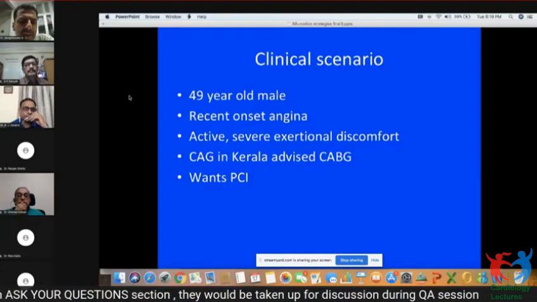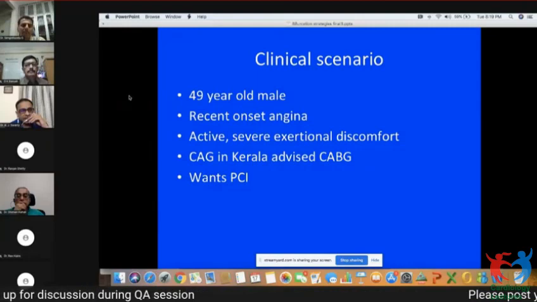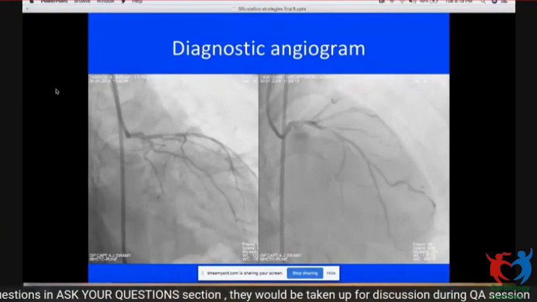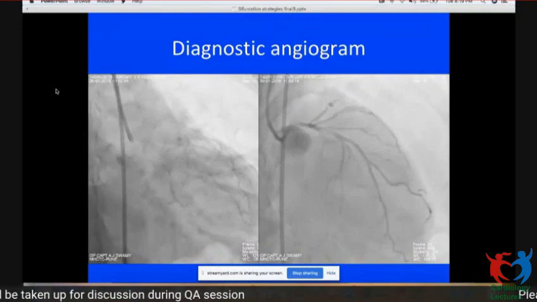There's some disturbance, please. So this is a 49-year-old male with recent onset angina with severe exertional discomfort, underwent an angiogram outside in Kerala, was advised the bypass, and had come to us. And this is what the diagnostic angiogram is. He's got an extremely critical lesion in the middle LAD and a long lesion in the shaft of the left main from the ostium to the middle of the shaft. One can see that this can easily be covered by a single stent, and that's what was done.